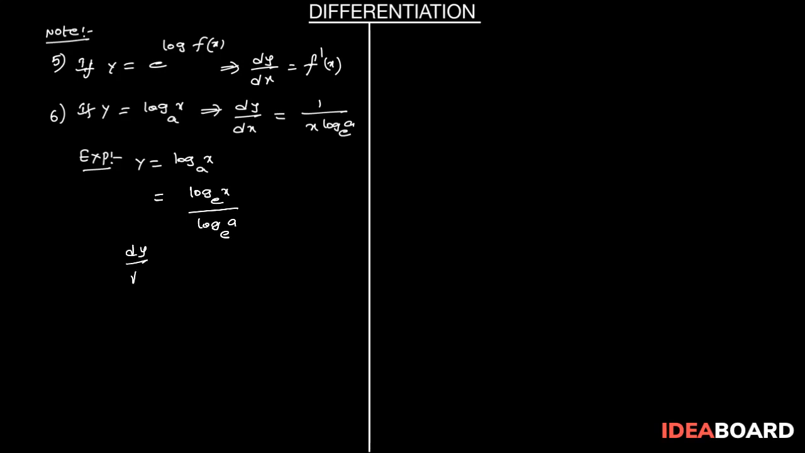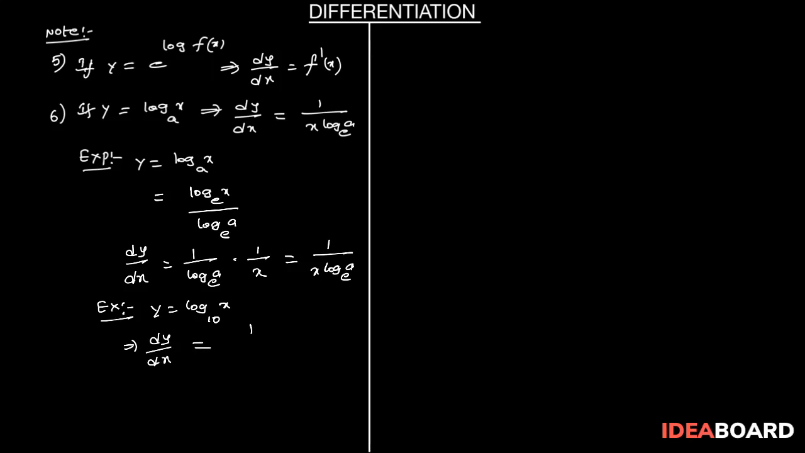dy by dx equals, first we write the constant log a to the base e into the derivative of log x to the base e, that is 1 by x. So that equals 1 by x into log a to the base e. For example, y = log x to the base 10, then dy by dx equals 1 by x into log 10 to the base e.